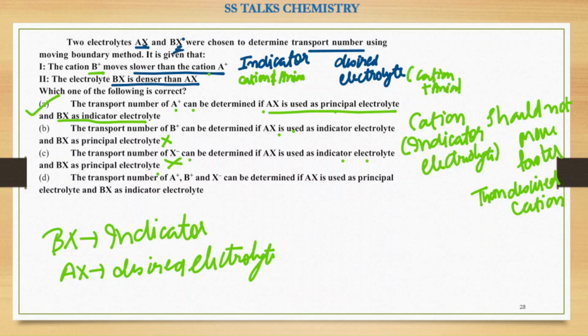Next is the transport number of A positive, B positive, X negative can be determined if AX is used as the principal and BX is used as the indicator. Again, this can't be. Only for the A positive will you be able to determine this transport number, and subtracting that from one, you can find it for the X negative, right? For the cationic and the anionic species of the principal electrolyte you can determine the transport numbers, but not for the indicator one. Okay, so A is the correct answer in this case.